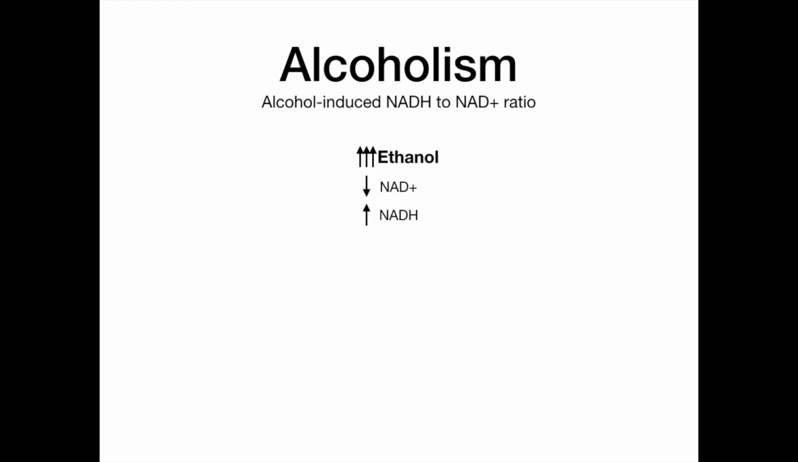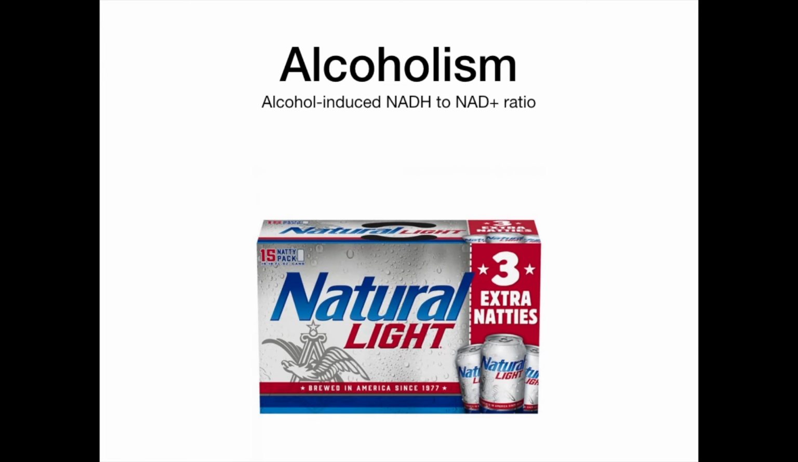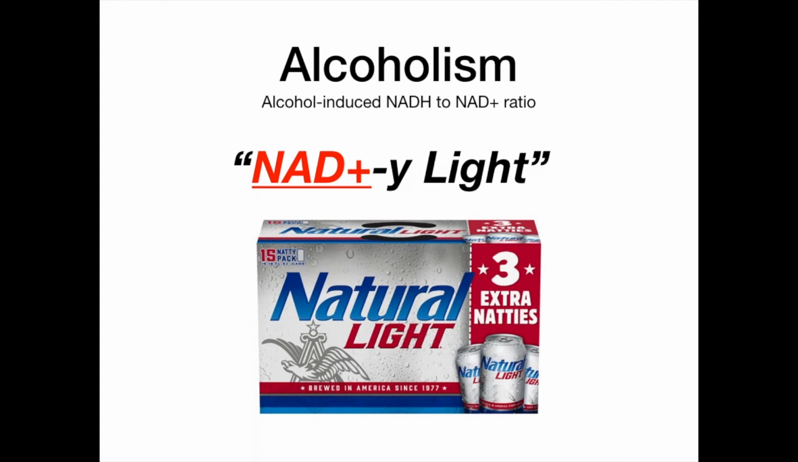Now, how do you remember this? I'm going to give you a cool mnemonic. Because the problem with alcoholism is an increased ratio of NADH to NAD+, the way that I remember this is by thinking about the beer Natural Light. You've probably heard people refer to this beer as Natty Light, and what I think of is NAD-E Light, NAD for NAD+. So if your alcoholics like Natty Light, then the problem with alcoholism causing ketones to be formed is because you're depleting your NAD+, or you're increasing your NADH, and either way, it's Natty Light.